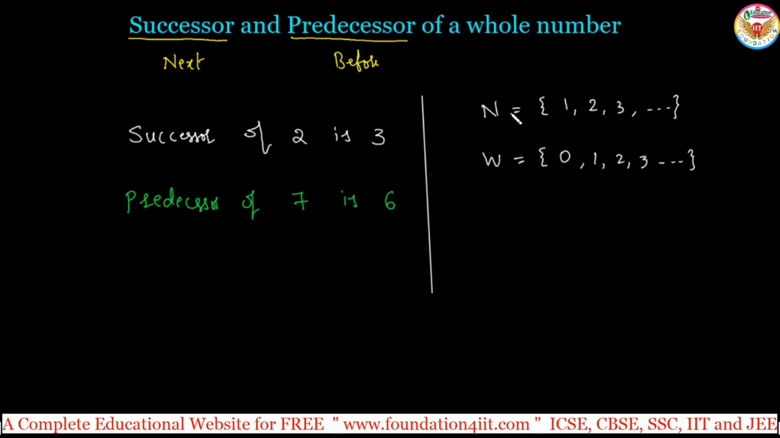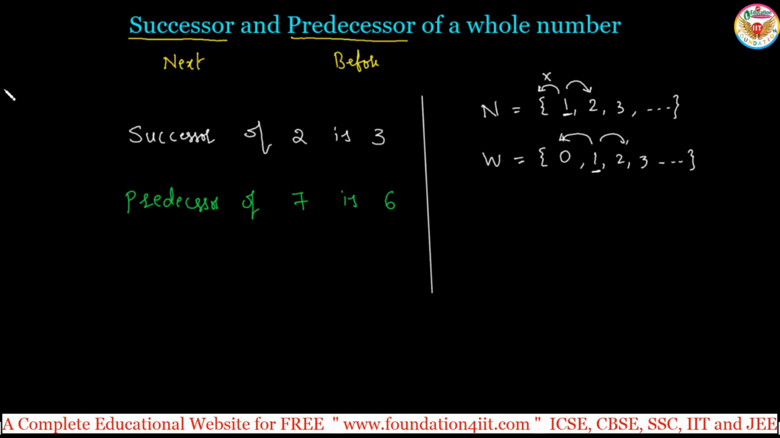So if the question is asked, what is the successor of 1? It is 2. Then what is the predecessor of 1 in natural numbers? It's not possible. There is none. But in whole numbers, the predecessor of 1 is 0, the before. For 1 in whole numbers there is an after and a before. But in natural numbers, for 1 there is an after number but no before. That means the predecessor of 1 in natural numbers is not obtained. So by adding 1 we get the successor, and by subtracting 1 we get the predecessor.